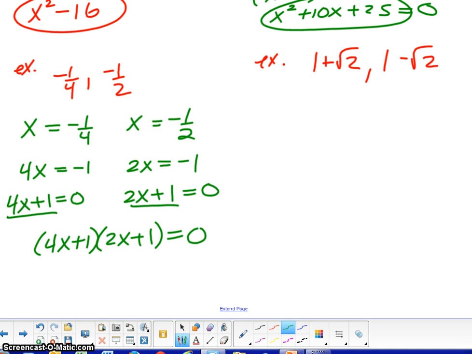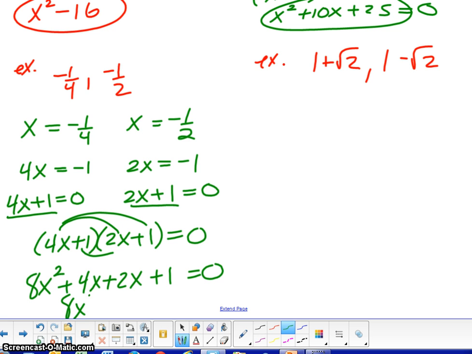Okay, so go ahead and push pause and do so. Okay, so hopefully you end up with 8x squared plus 4x plus 2x to get the insides and outsides, and then plus 1. And then cleaning it all up would be 8x squared plus 6x plus 1 for the quadratic.